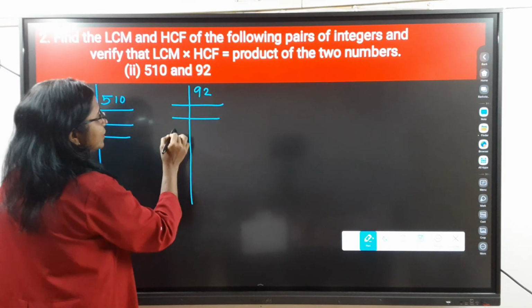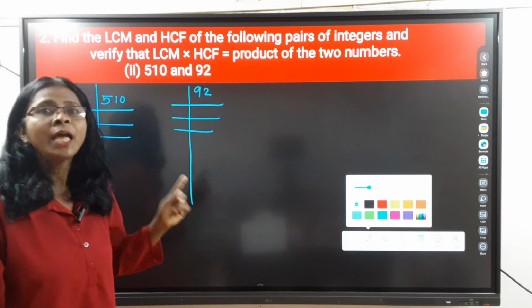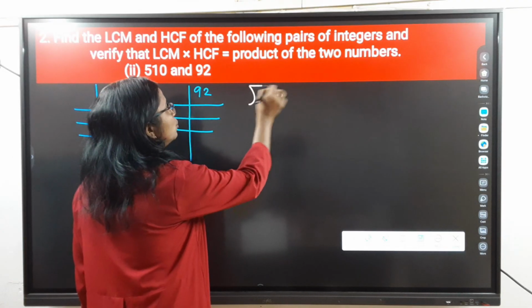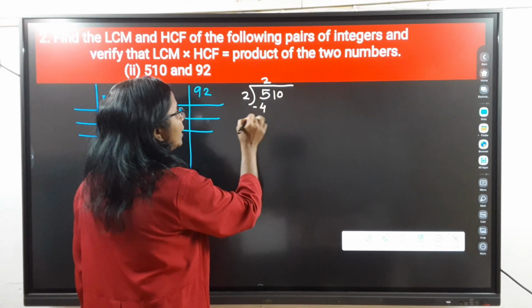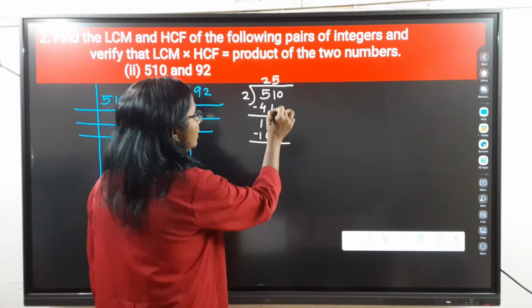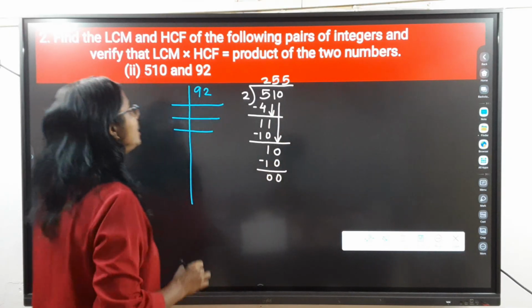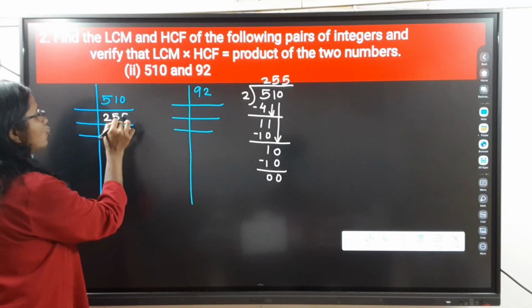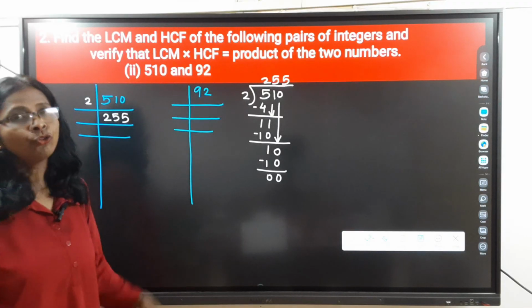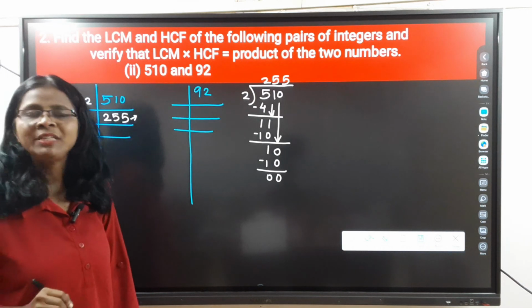Okay students, in this 510, at the unit place there is a 0. So this number 510 is divisible by 2. So here 2, then 2 2s are 4, here 1, then 2 5s are 10. So this way we get 255. I write here 255 and here 2. Now we get 255. At the unit place there is a 5, so this number is not divisible by 2.